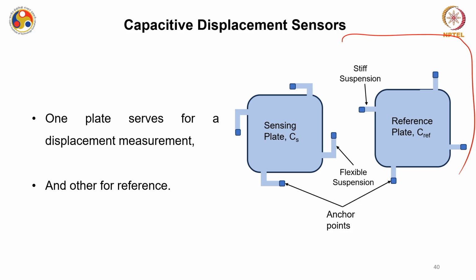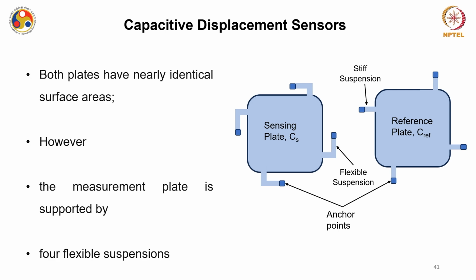So in this configuration, one plate serves for the displacement measurement, while the other is important for reference. So this is the reference plate and this is the sensing plate. Both plates have nearly identical surface areas.